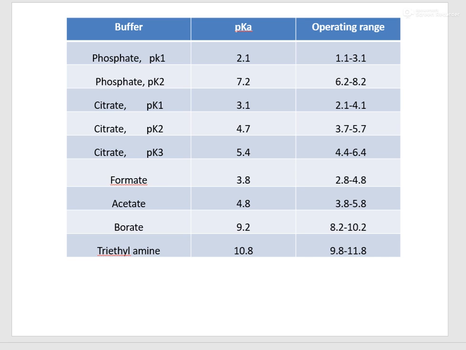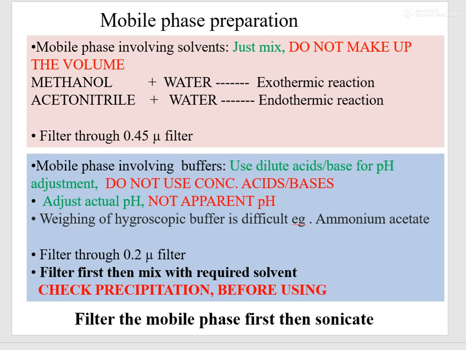This slide depicts different buffers which are used for HPLC, their pKa and their operating range. Now how will you prepare mobile phase? So very important point, whenever you are mixing your solvents for preparation of mobile phase, just mix it, do not make up the volume, because when some solvents are mixed, there may be exothermic or endothermic reaction. So if you make up the volume, the composition will be changed. For example, methanol and water produces exothermic reaction. Acetonitrile, when it is mixed with water, produces endothermic reaction.